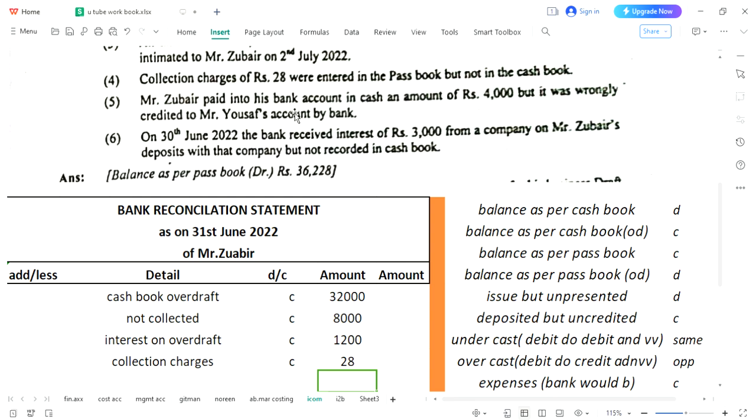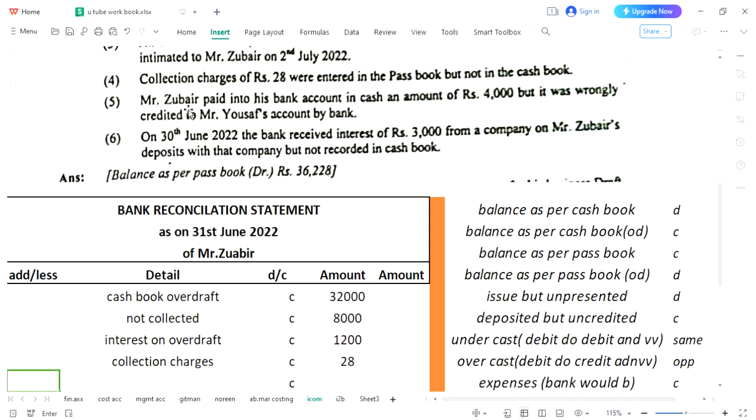So what entry was he required to do? He has to increase his bank account, or the bank account was meant to be debited. When Zubair had debited the bank account, opposite to it, the bank should credit the name of Zubair. Understood? So the bank was supposed to credit the name of Zubair, but instead of that, it had credited Yusuf by mistake. So it means Zubair was meant to be credited, but the bank had not given credit to Mr. Zubair. So the mistake has been found out, and now we will ask the banker to credit Zubair again.